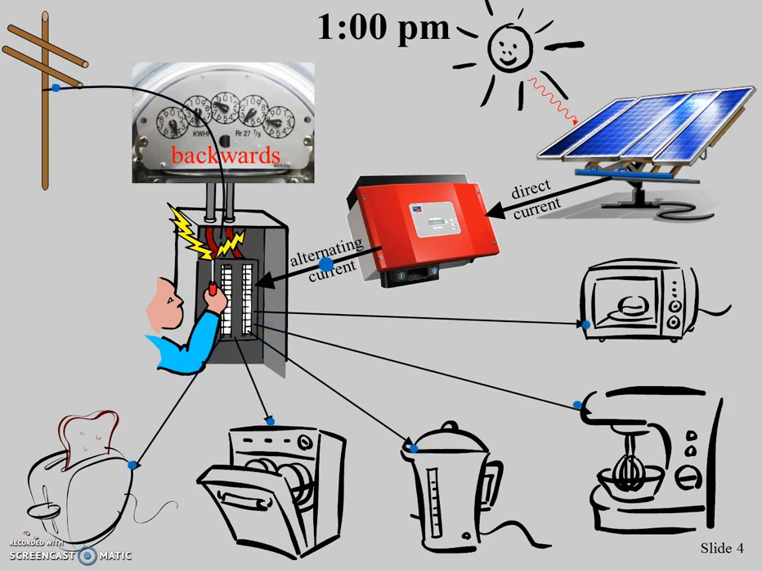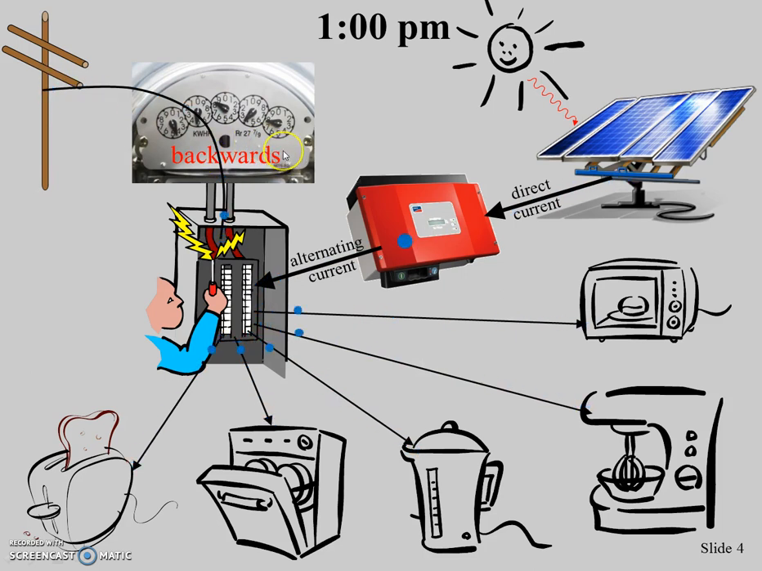And I have a little extra power that's now coming into my breaker panel, and there's no place for those extra electrons to go because everything in my house is satisfied. So the question I always get asked is, where does that power go? Well, it flows just like water, and it's going to go from my breaker panel and flow backwards through my utility meter and back out to the utility grid.